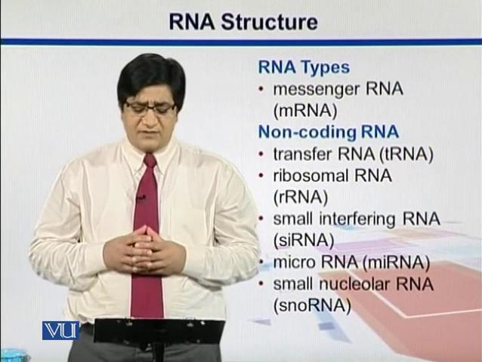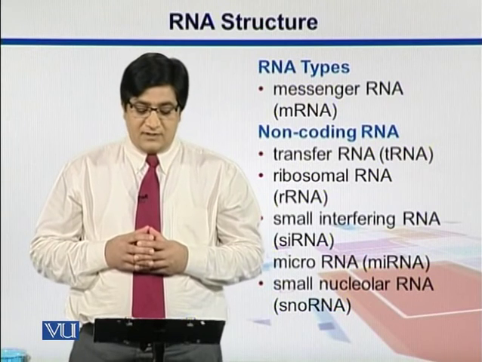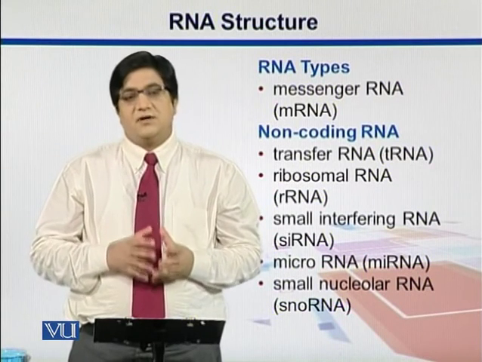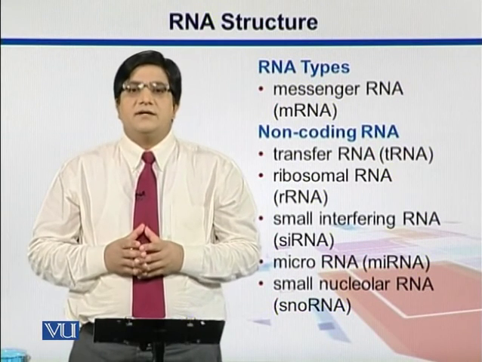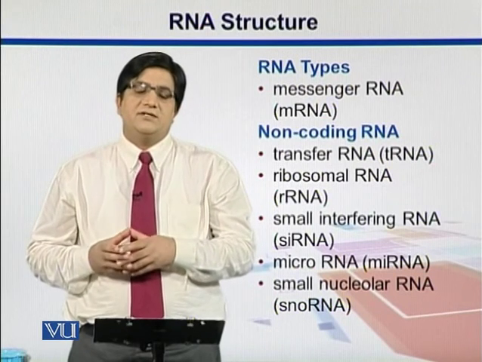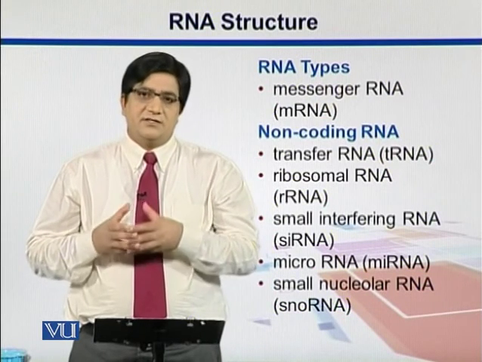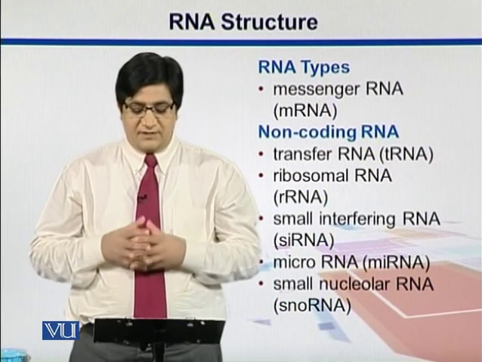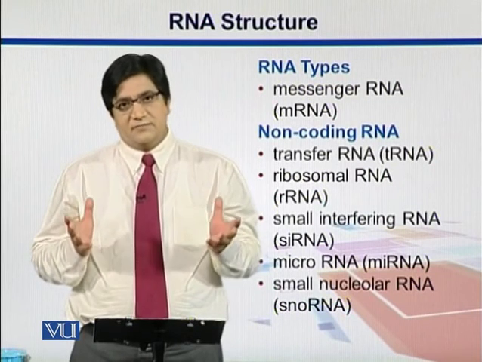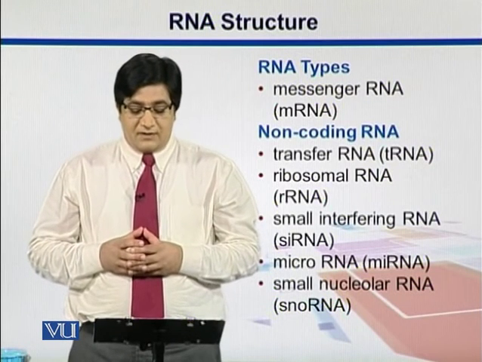So in addition to that, we see there are small RNAs. We call them siRNAs, or small interfering RNAs. They interfere with the genes and kind of regulate their gene expression. So that's why we call them small interfering RNA. They are obviously smaller in size.